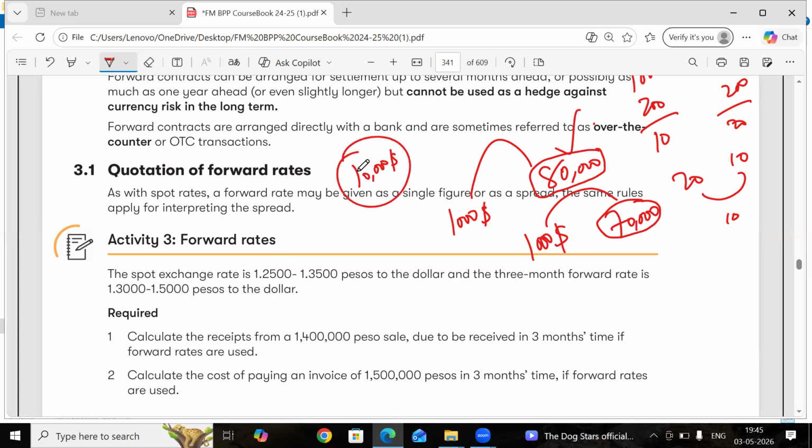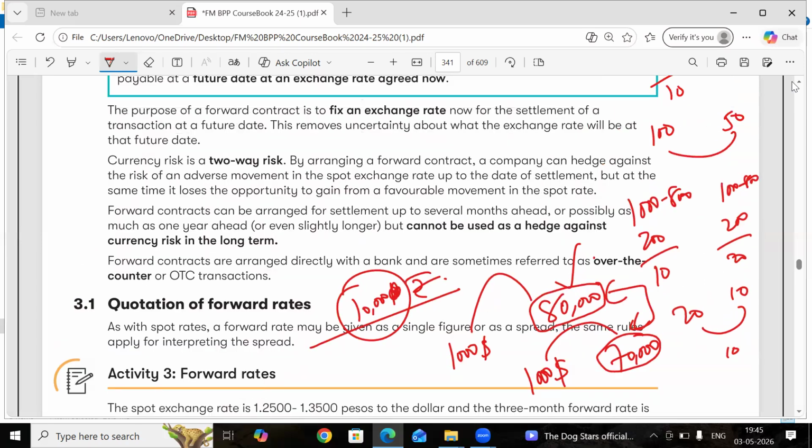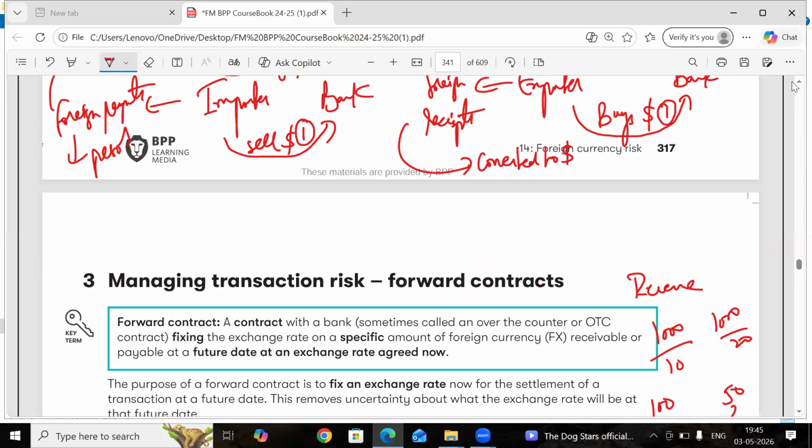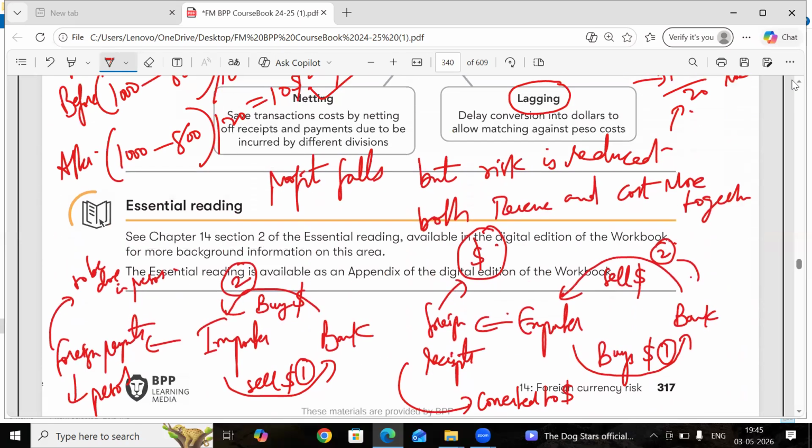That is good or bad? That is very good. I'm saving 10,000 rupees. Why? Because rupee has strengthened against dollar and it is saving me money. You should do this only if you think that your currency is going to appreciate. And leading you should do always when you think your currency is going to depreciate.